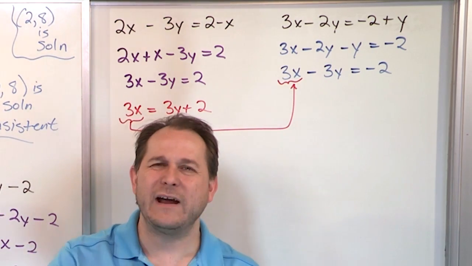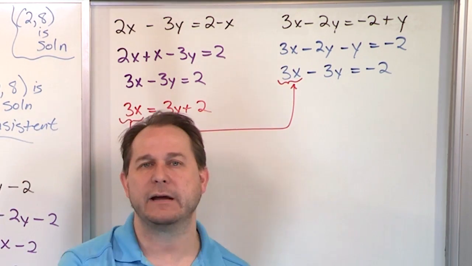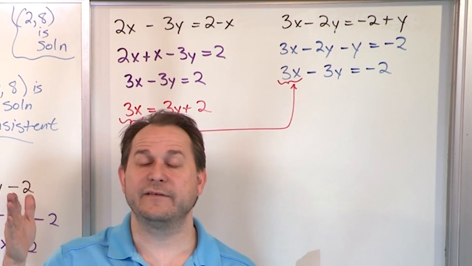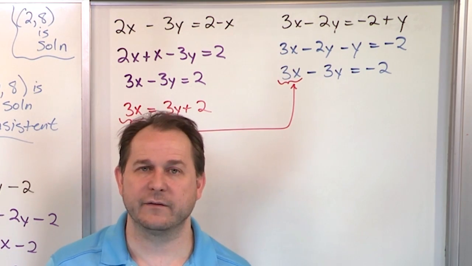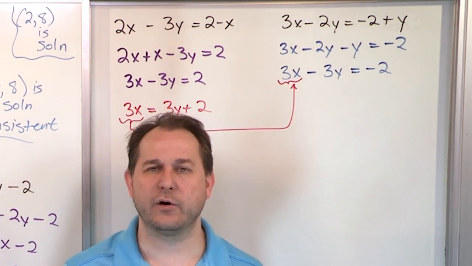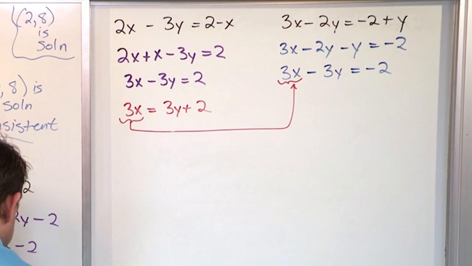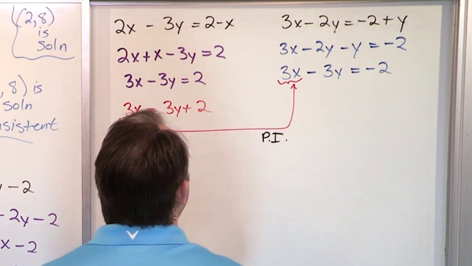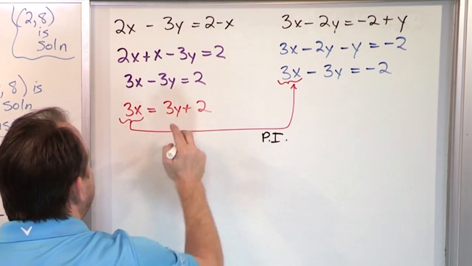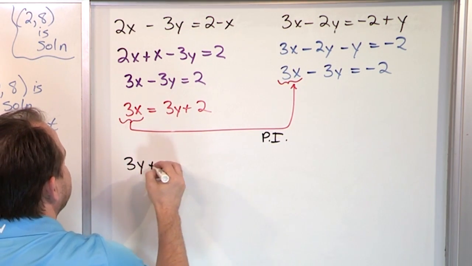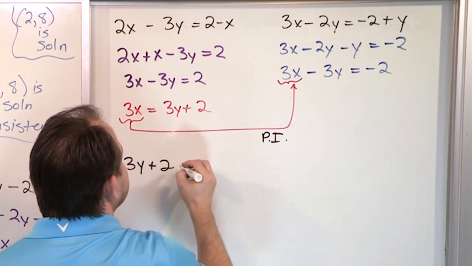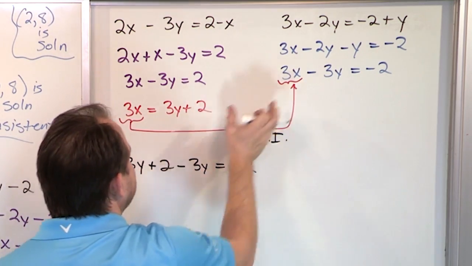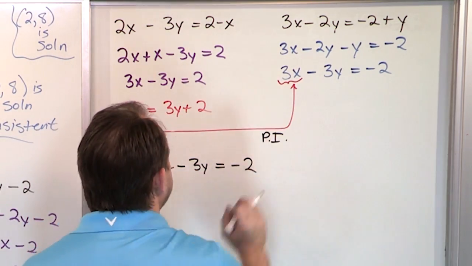Because remember, whatever x is, it means I can substitute them in. So if I can substitute in for x, then I can also substitute in for whatever 3 times x is. Whatever it is, 3 times x in one equation has to be the same as 3 times x in the other equation. So when I plug in here, I'll have 3y plus 2, that goes in here. Then I have the minus 3y is negative 2. I've just taken this value and stuck it in right there, minus 3y.